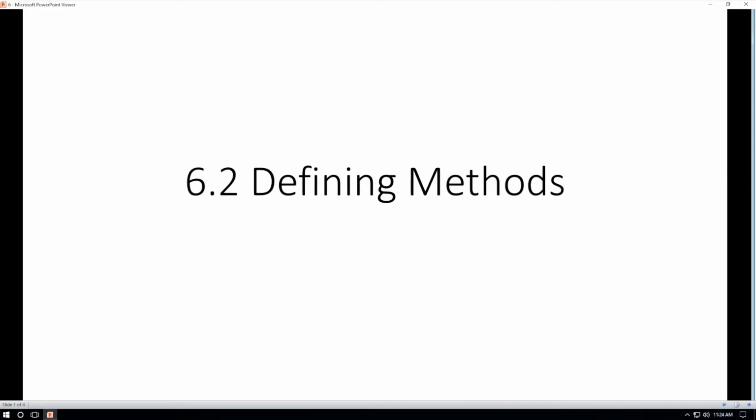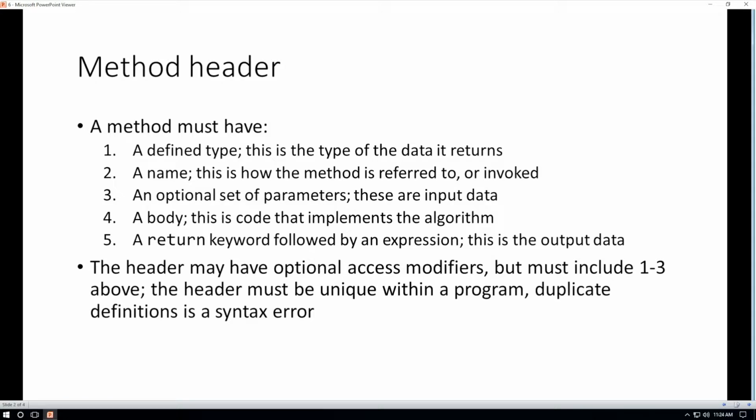In this section, we're going to discuss defining methods. A method has to have a header. If anything about this header is incorrect, the compiler will complain and throw a syntax error. The programmer, when writing a method, determines that return type.